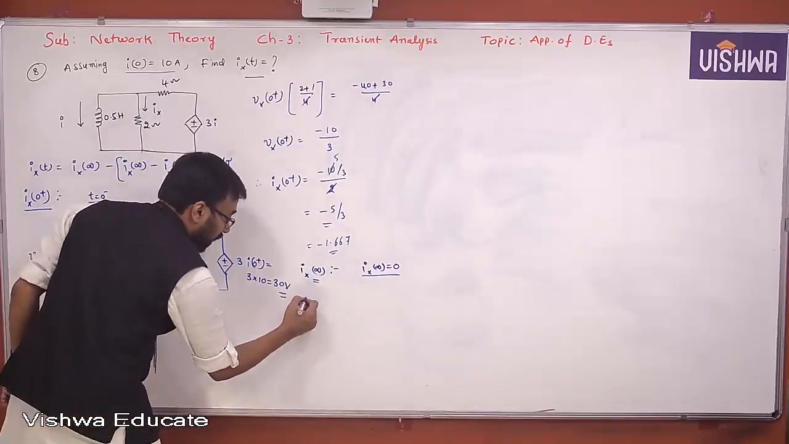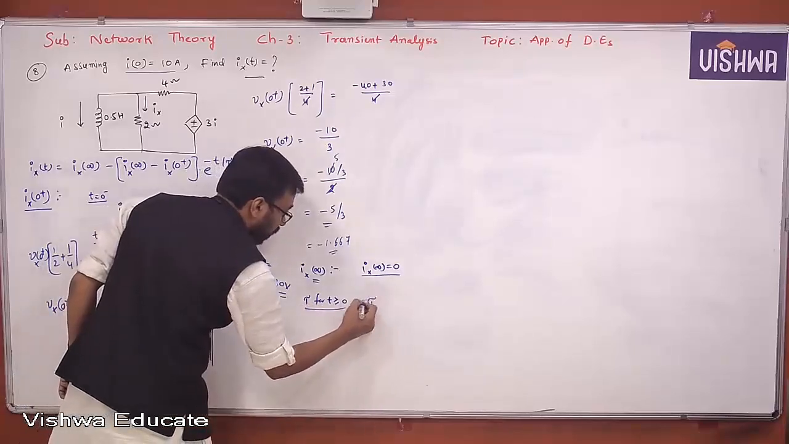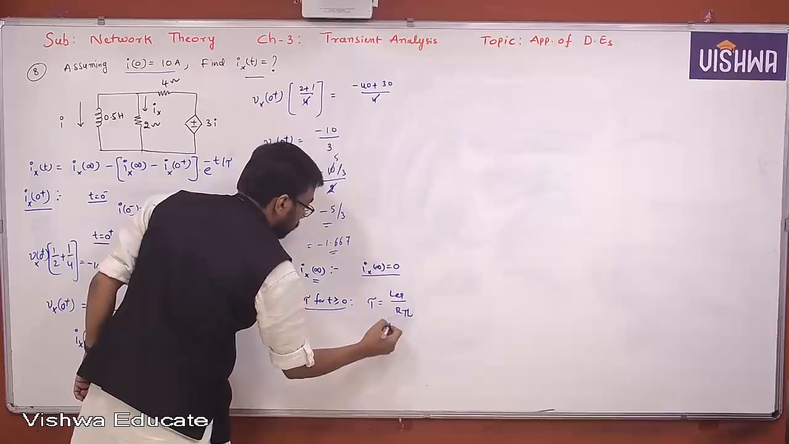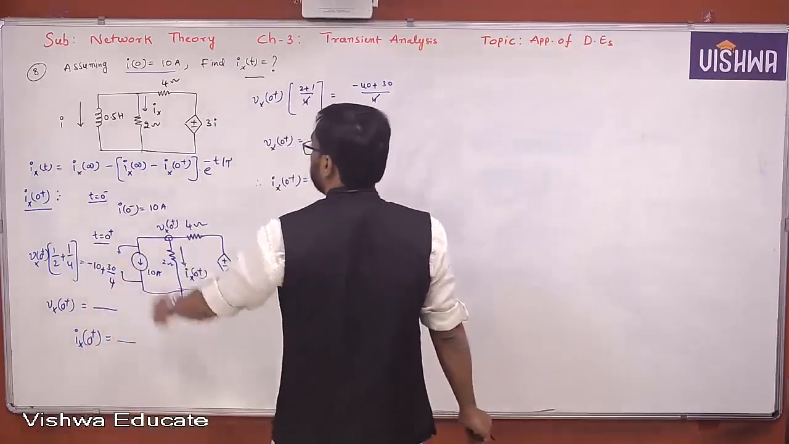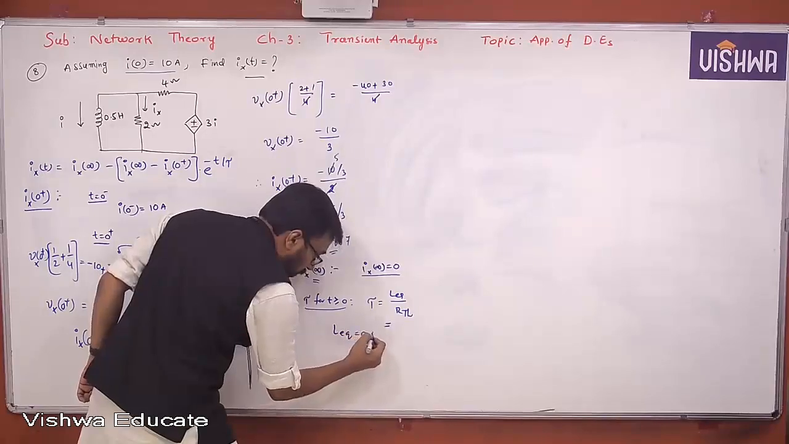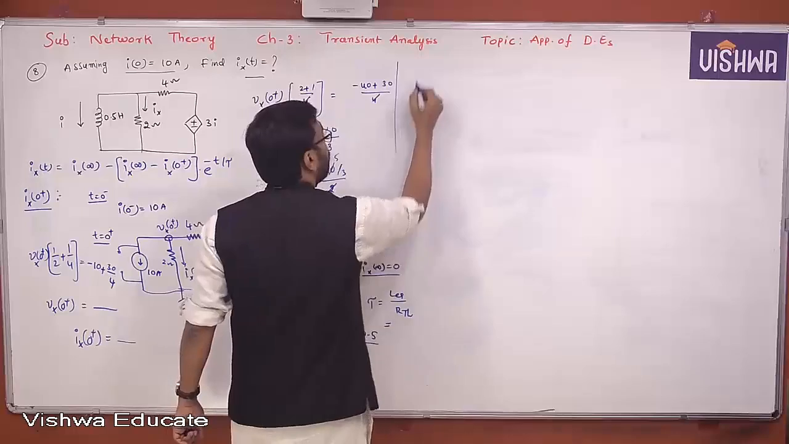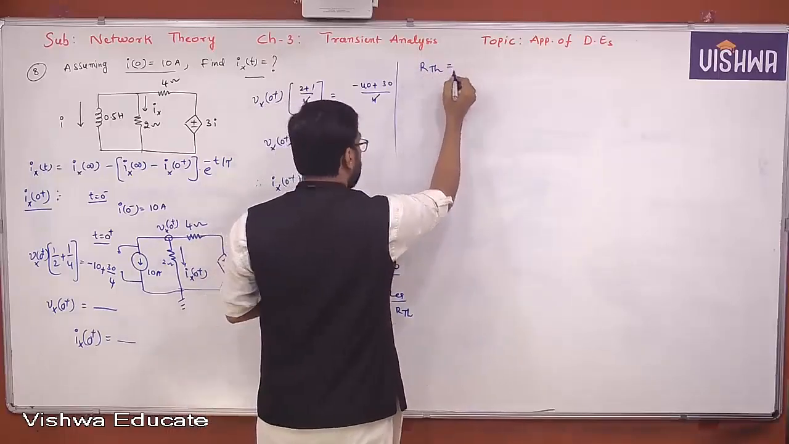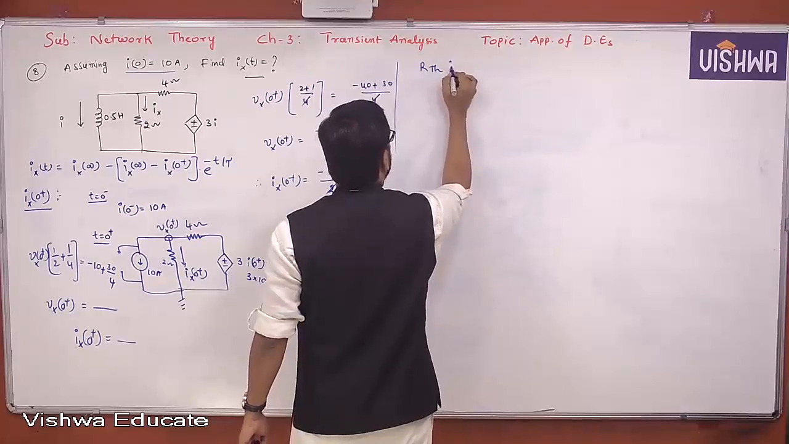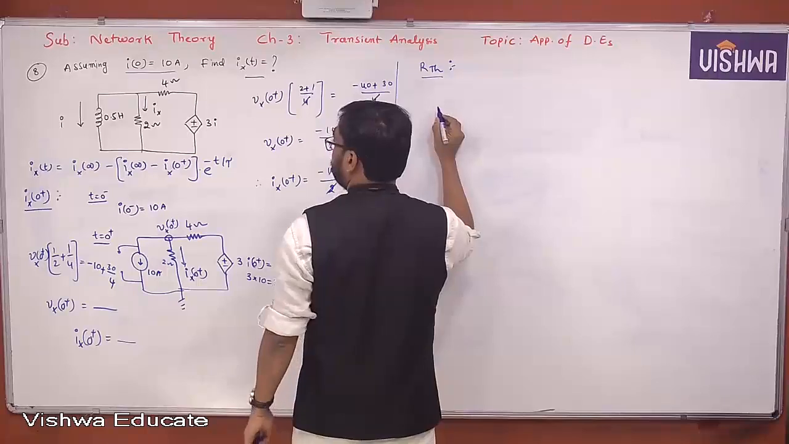The tau for t greater than or equal to 0 is nothing but L equivalent by RTH. L equivalent is 0.5. But what is RTH? How do you calculate RTH? In case of dependent source problems, you have a special procedure for calculating RTH. Yes or no, all of you?